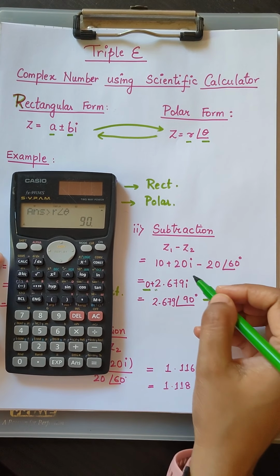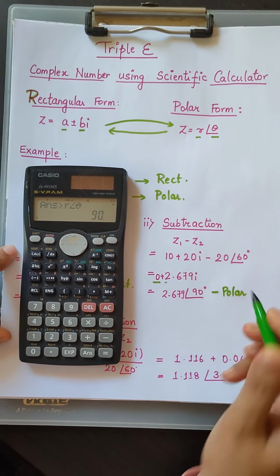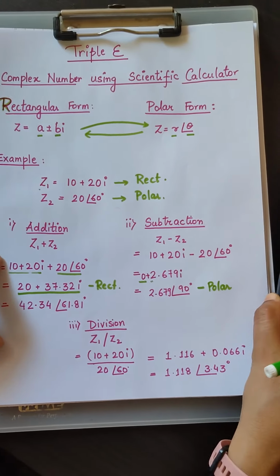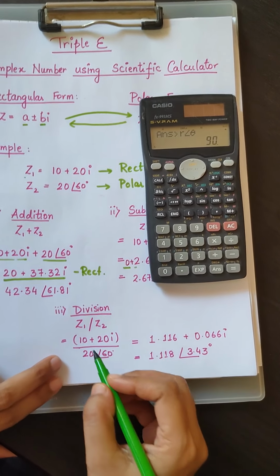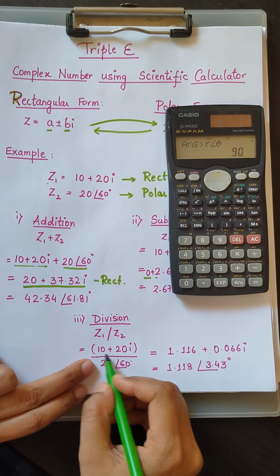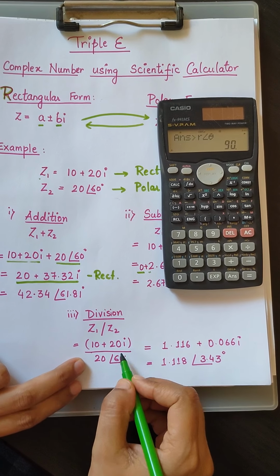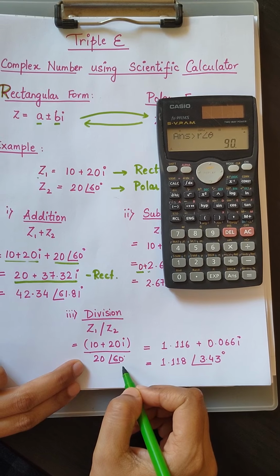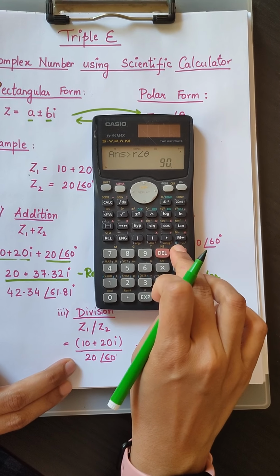Okay, so this is how we can convert polar into rectangular form. So now let's see the division here. The same way we can do the division. Just take the number as it is. So 10 plus 20i divided by 20 at an angle of 60 degrees. So let us try to do it in the calculator.